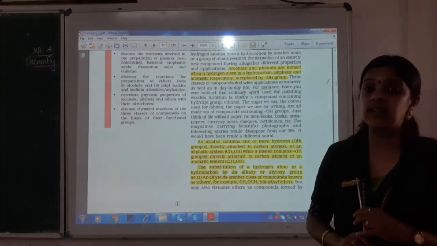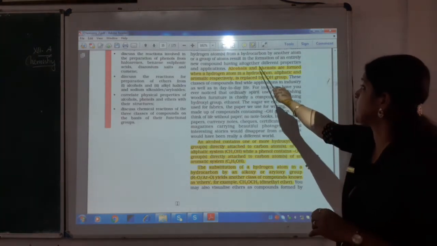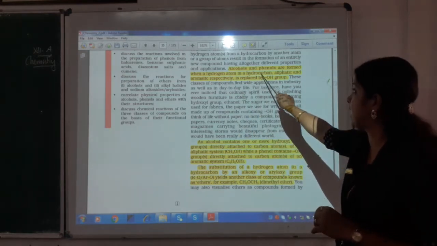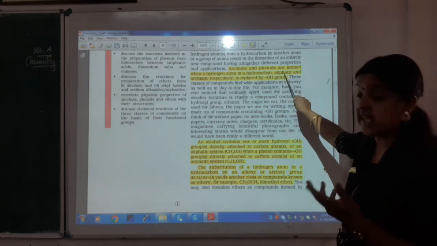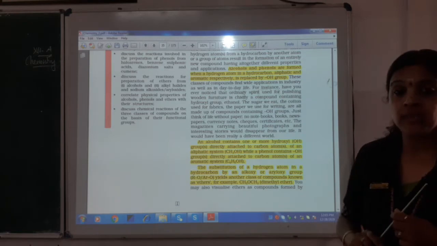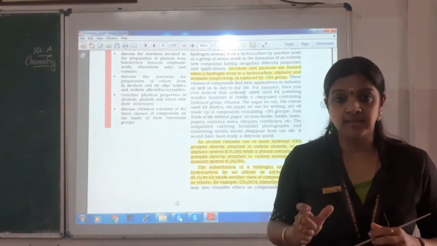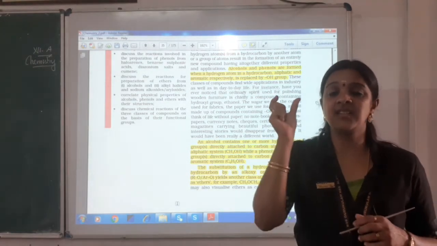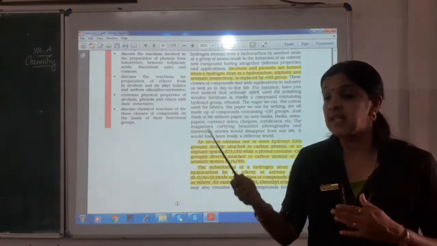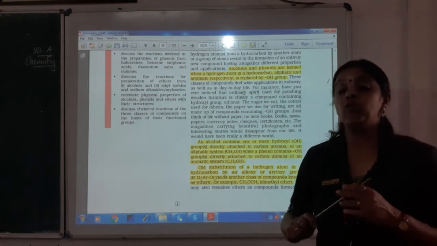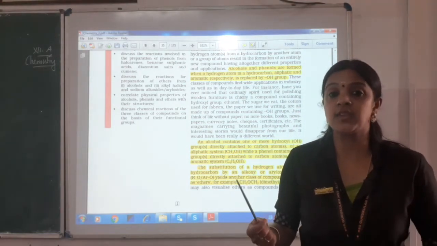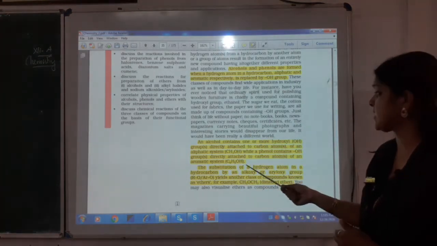To start with alcohols and phenols: they are formed when a hydrogen atom in a hydrocarbon, which is aliphatic or aromatic, is replaced by an OH group. So we know alkane, when I take ethane, it is CH3CH3. If one of the hydrogens is replaced by an OH group, you call it an alcohol. If you can recollect what we learnt last year, children, you can understand better.